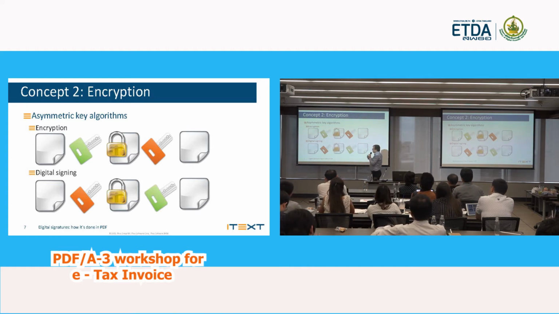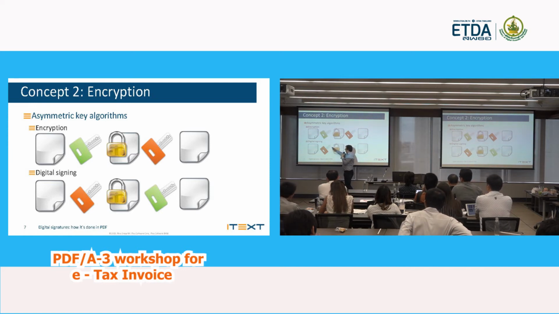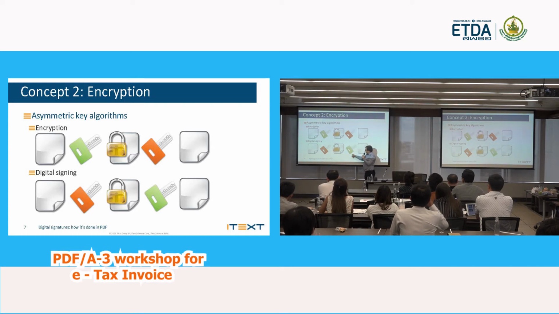Digital signing is just the other way around. We have a document, and we don't want to protect it. Everyone can see what's in the document, but we want to make sure that everyone knows that we created the document. So we take the document, we take our private key, and only I have access to my private key. I encrypt the document with my private key, and then everyone can decrypt it with my public key, and because people can decrypt it with my public key, they know that I was the one who encrypted it.